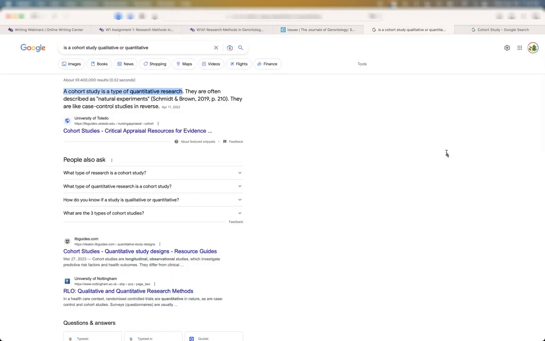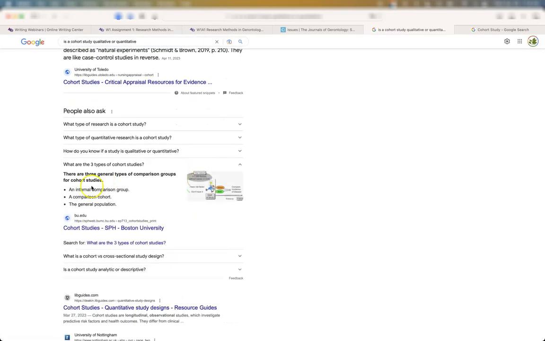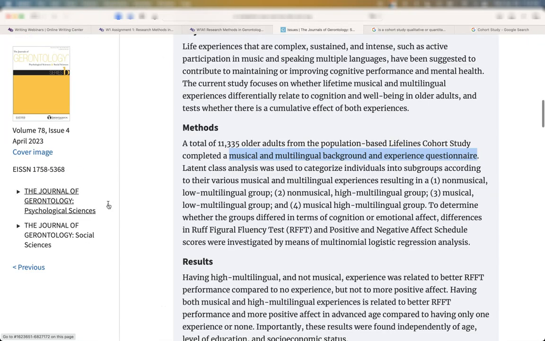Now, if we're looking at some of the other things that come up here, you'll see that there are different ways that you can do a cohort study. In fact, internal comparison, comparison cohort, general population. Don't worry about that now. In future classes, you'll dive into that language here. But for our purposes, we see, okay, this is a quantitative research piece. It is specifically a quantitative cohort study.